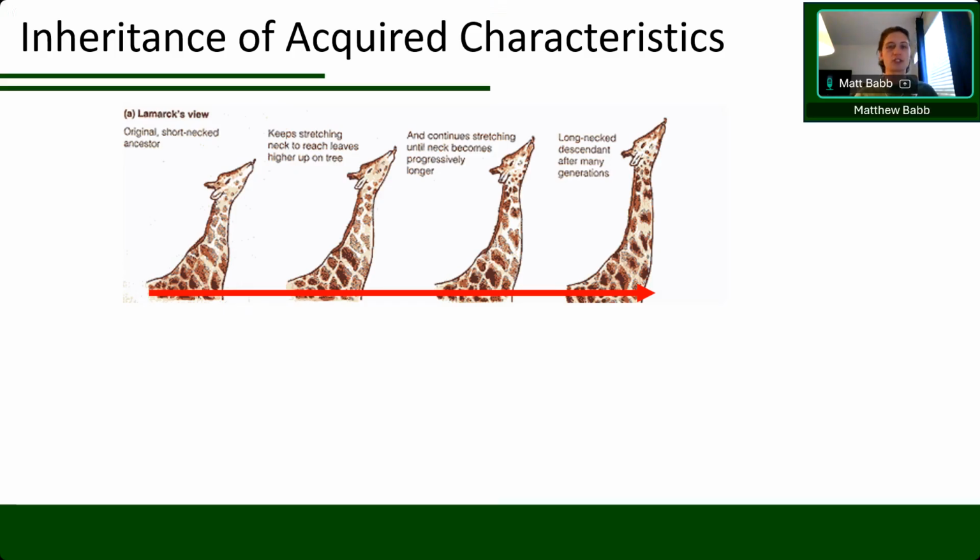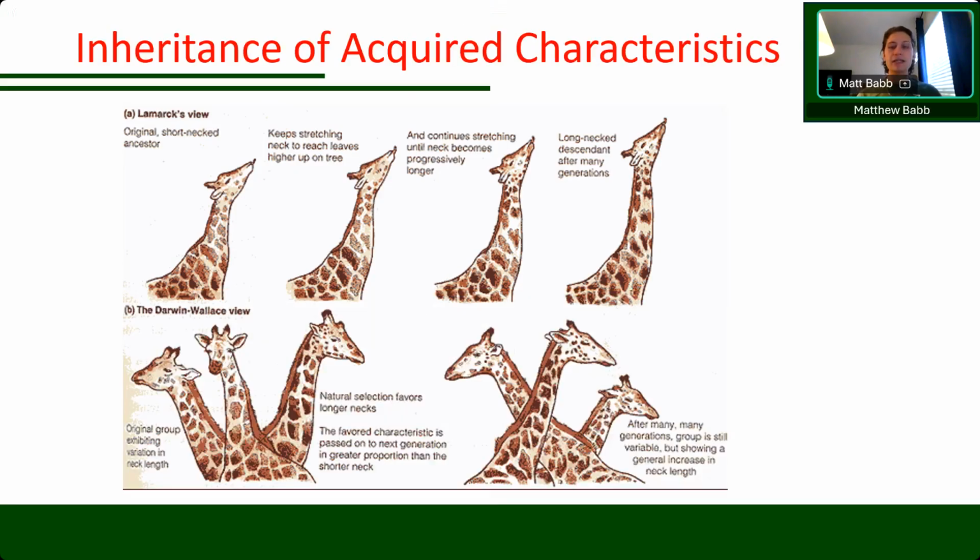If Lamarck was correct, then maybe over time we would stop as a species having wisdom teeth, because how many people are getting them removed. But that is not how that works. And so Darwin's idea challenged this theory by instead viewing natural selection in a different way.